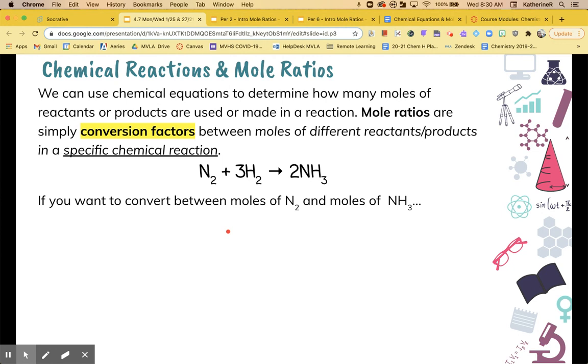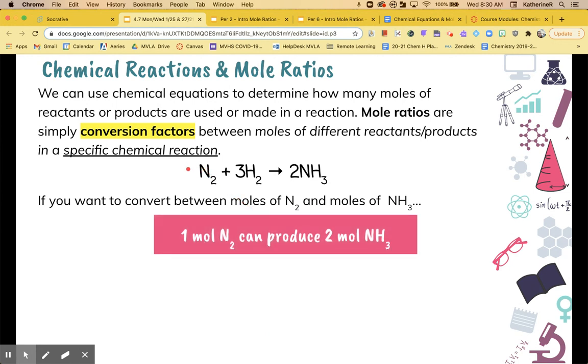Okay, so let's look at a different reaction. We've got N2 plus 3H2 goes to 2NH3. So this is the synthesis of ammonia. That's what NH3 is. And so if you want to convert between moles of N2 and moles of NH3, we can actually say, well, I know that 1 mole of N2 is going to produce 2 moles of NH3, right? We were just looking at our coefficients to determine the relationship between two substances. But this is not the most useful form of this.